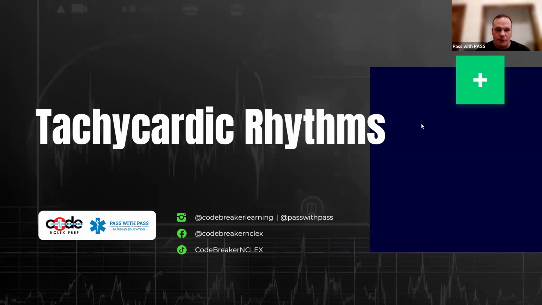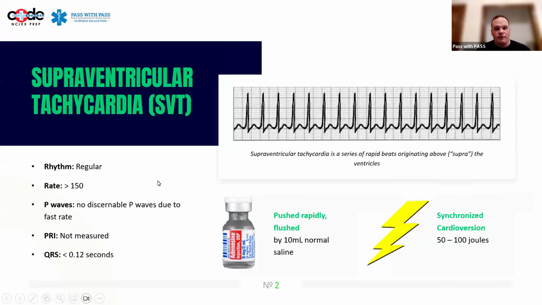So as we jump in here, the very first rhythm that we're going to talk about is SVT. So supraventricular tachycardia is a narrow complex. And what I mean by that is a narrow or a normal width QRS complex. So 0.12 seconds or less.